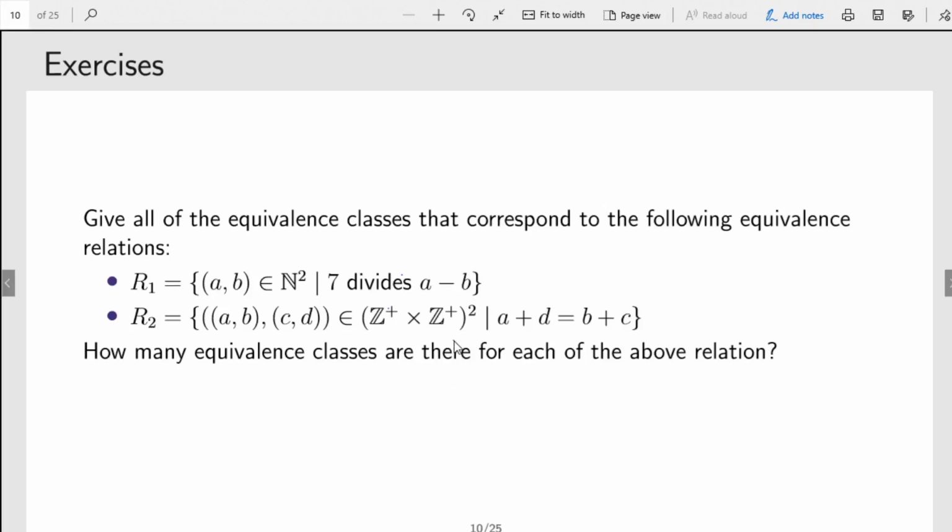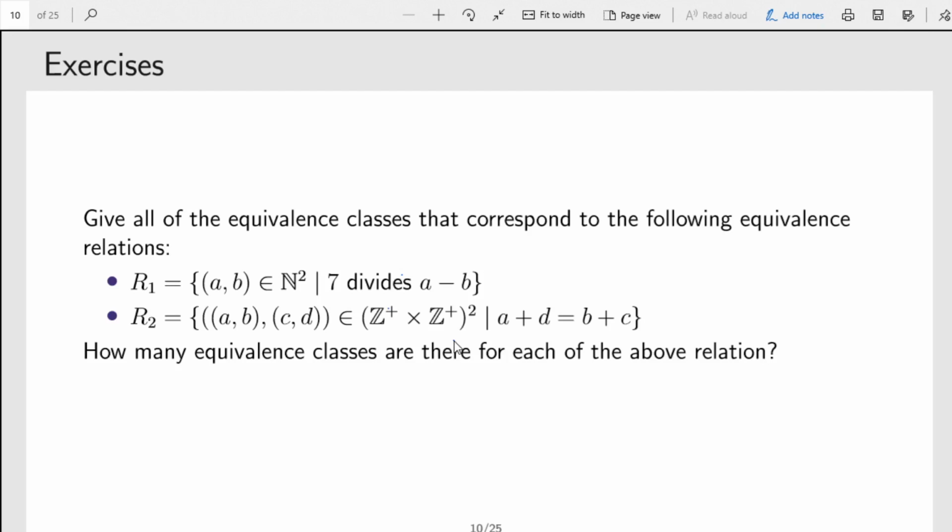Hello everyone, welcome back to Discrete Mathematics and its applications, and we continue our discussion on equivalence classes. Let's solve. Last time I asked you to solve these exercises. You were asked to give all equivalence classes of R1 and R2, and we know R1 and R2 are equivalence relations as we've seen in the previous video.